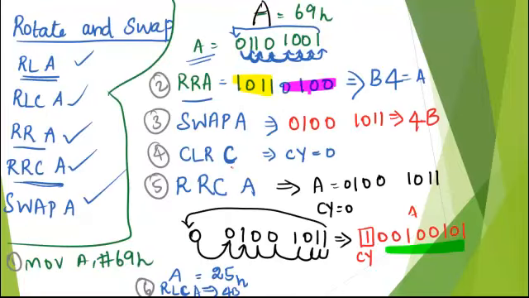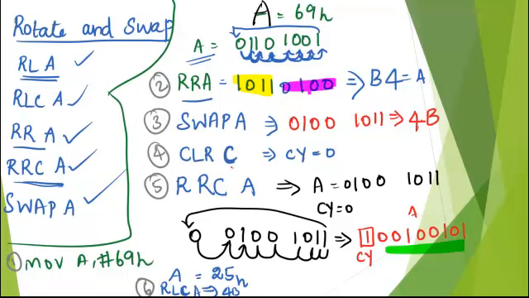Okay, coming to your rotate and swap instructions. In rotate instructions as well as swap instructions, the accumulator is one and only the default register. You can do all the rotate operations only through the accumulator. So: rotate left accumulator, rotate left through carry, rotate right accumulator, rotate right through carry, and swap accumulator. Swap means swapping your accumulator's lower nibble and upper nibble.